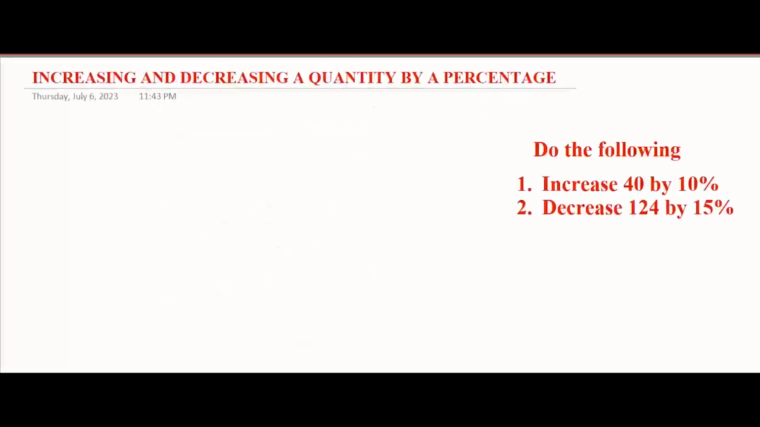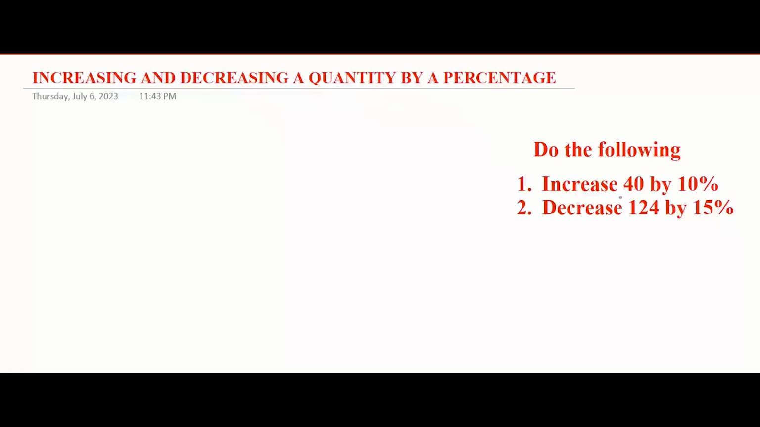And finally, we're going to look into increasing and decreasing a quantity by a percentage. Any given quantity is always at 100% before increase or decrease. If you are to increase the quantity by a percentage, then you have to add the given percentage to 100% and find the new value. But if you are to decrease a quantity by a given percentage, then you have to subtract the given percentage from 100% and find the new value. So let me show you two examples to demonstrate this.